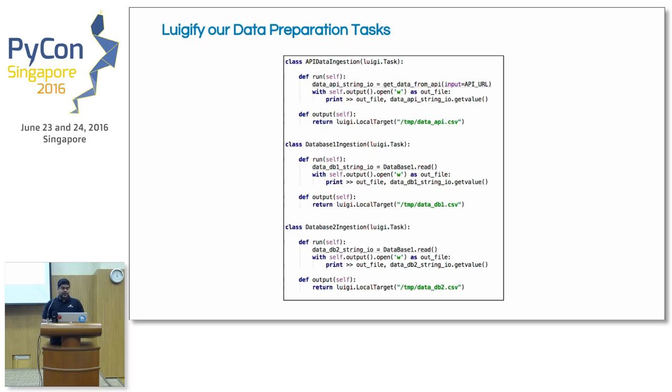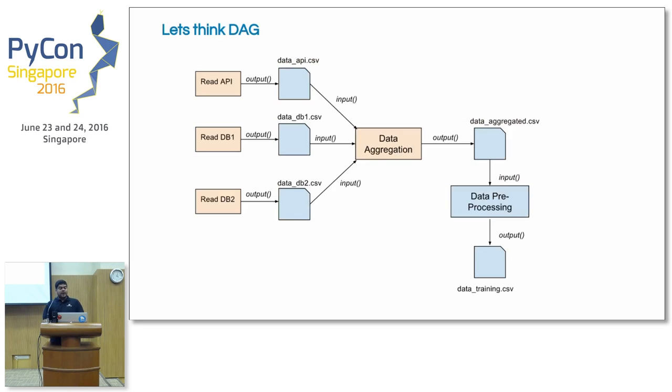Okay, this is where it comes. Now we Luigify our data preparation tasks. Earlier it was API data ingestion. So what we do, we make it a class, because API data ingestion itself is a task. If you remember the graph here, the API data ingestion doesn't depend on any task. Neither does read DB1, neither does read DB2. So these are three tasks which are independent and can happen in parallel.